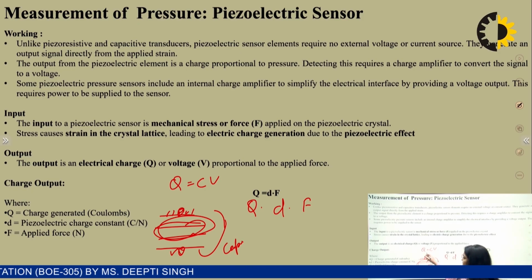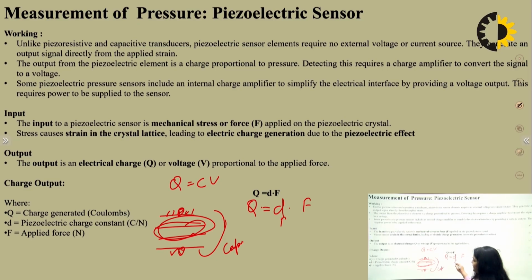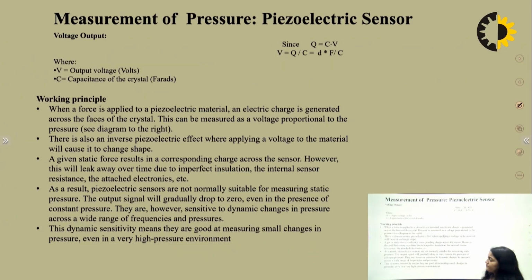So in a capacitor, you see Q equals C into V. Here Q equals d, the piezoelectric charge constant, into F, and if we replace it with C V, where C is the capacitance and V is the voltage, then C into V equals the generated charge, d into F. Then the voltage generated will be equal to d into F upon C. This is the formula of the output voltage that is generated.